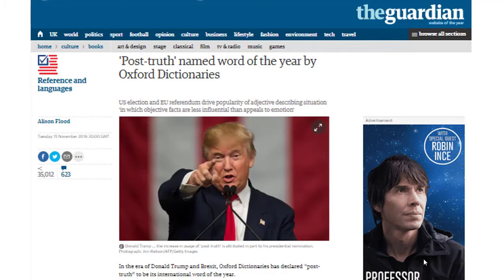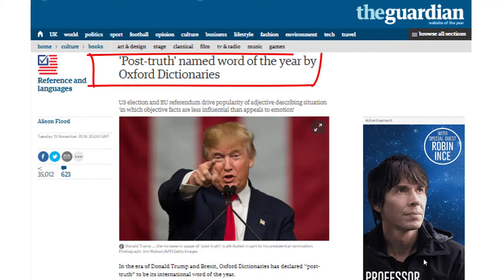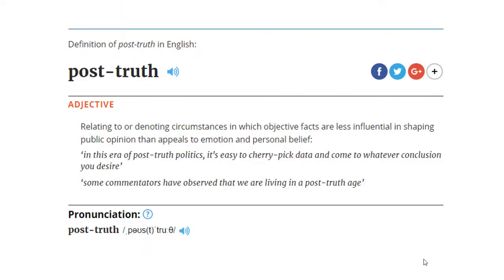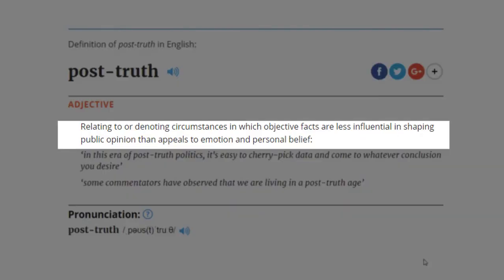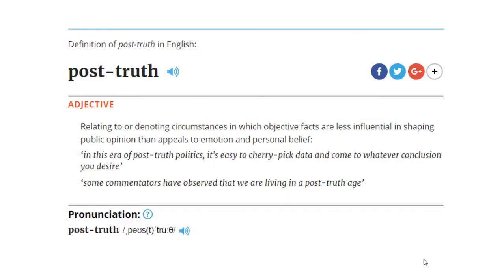Back in 2016, around about the time that guy in the centre came to prominence, or even more prominence, post-truth was named Word of the Year by Oxford Dictionaries. What does post-truth mean? Relating to or denoting circumstances in which objective facts are less influential in shaping public opinion than appeals to emotion and personal belief. As scientists, our job is to try and move beyond the sort of emotional, subjective interpretation of data and make things as objective as possible.